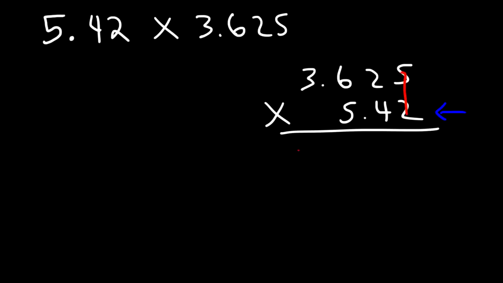2 times 5 is 10. So we have a 0. Let's bring up the 1. And then 2 times 2 is 4 plus 1, so that's 5. And then we have 2 times 6, which is 12. And then 2 times 3 is 6 plus 1, so that's 7.